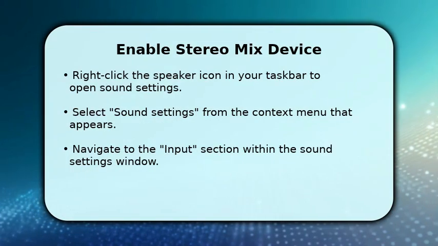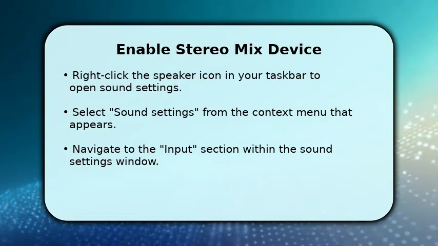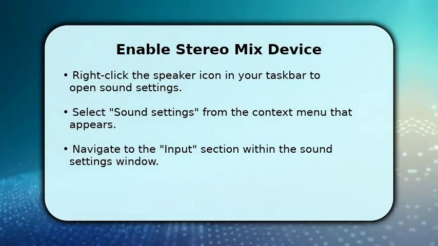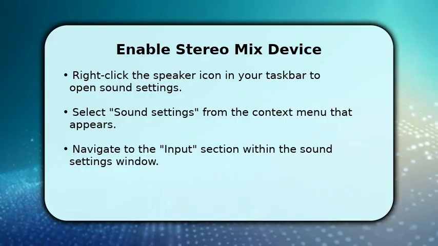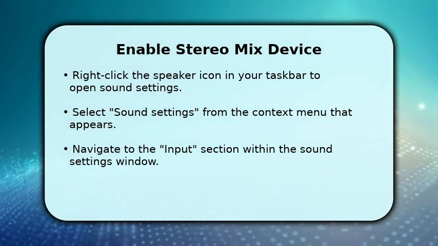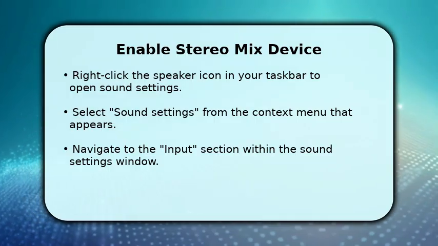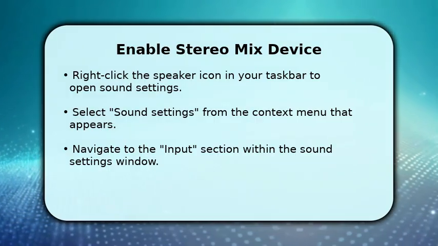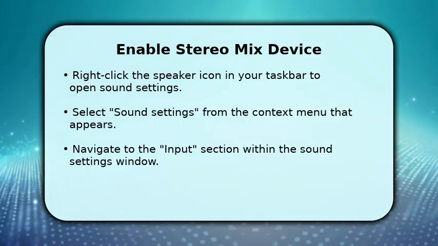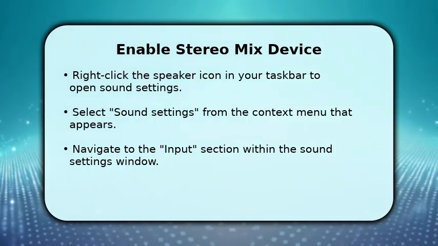To begin, right-click on the speaker icon located in your taskbar, usually found in the bottom right corner of your screen. From the menu that pops up, select Sound Settings. This will open the main sound configuration window. Once there, scroll down to the Input section. You'll want to look for Stereo Mix in the list of input devices. If you don't see it, don't worry, we'll cover that next.